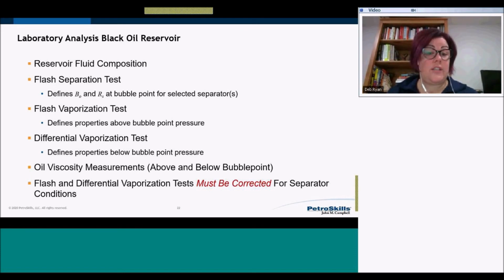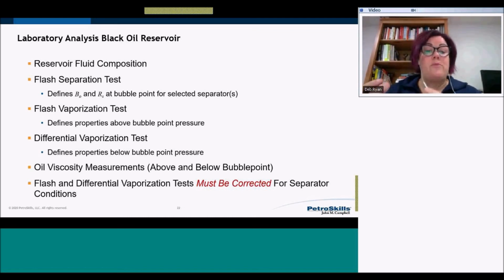We want to do a flash test, which is going to allow us to define that formation volume factor and solution GOR at the different separator conditions. So we're going to have to provide the lab with those separator conditions that we're expecting.